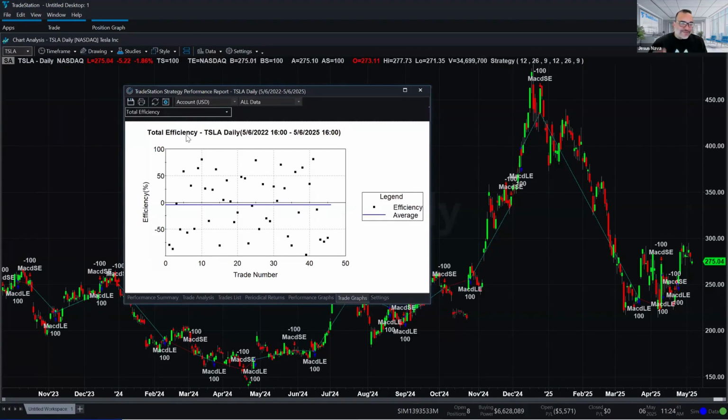Total efficiency is a very interesting graph in the strategy performance report because it's going to look at every single trade generated by the backtest and calculate the efficiency of that trade. How good was the trade in entering and exiting the market? It's a very interesting calculation.